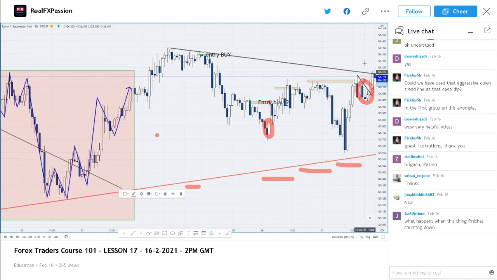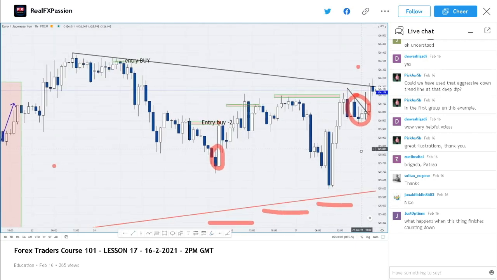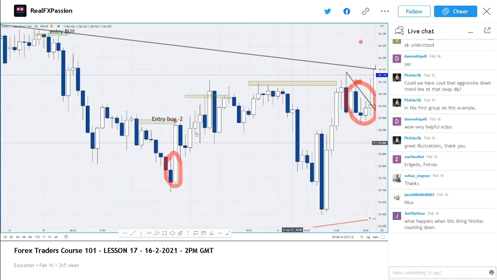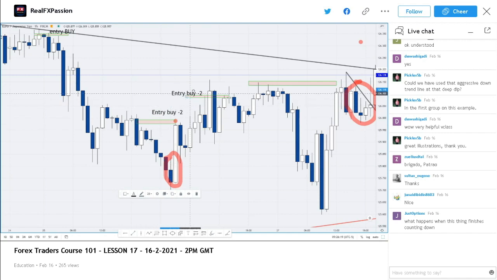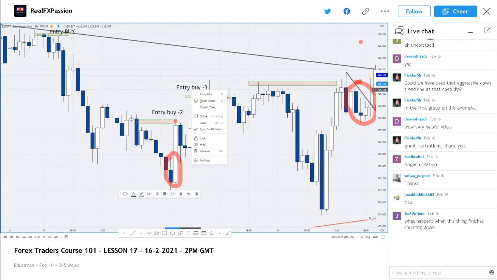Is this a counter trend line? Everybody, do we have a counter trend line here? So entry buy 1, 2. Let's clone. Entry buy 3. Entry buy 3. And clone. Entry buy 4.